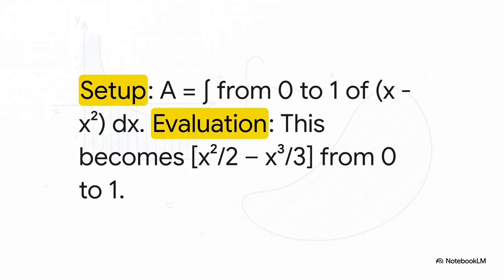Now for the magic of calculus. We find the antiderivative of that expression. For x, that becomes x squared over 2. And for x squared, it becomes x cubed over 3. And that's the expression we'll use to get our final number.